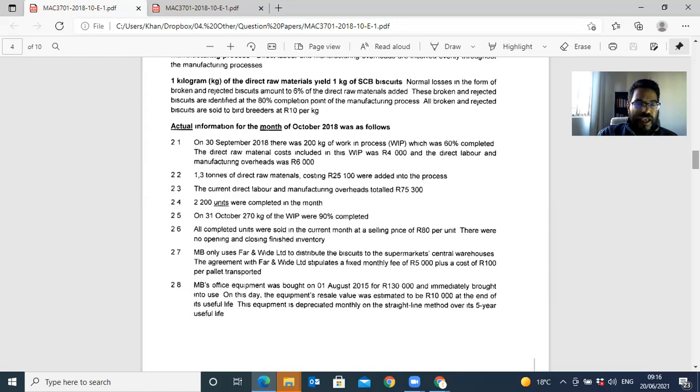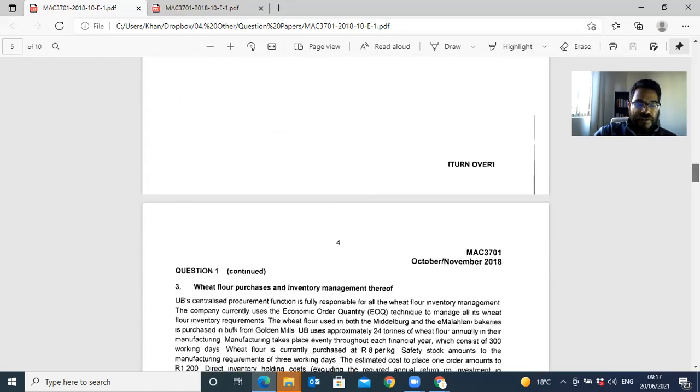Then they say MB's office equipment was bought on 1 August 2015 for 130,000 Rand and immediately brought into use on this date. On this day, the equipment's resale value was estimated to be 10,000 Rand at the end of its useful life. The equipment is depreciated monthly on a straight line basis over its 5-year useful life. Okay, so there we can go.